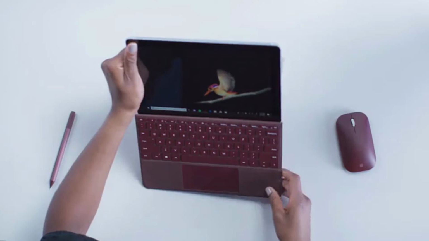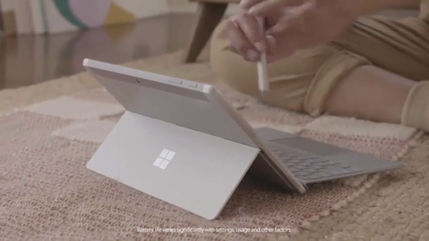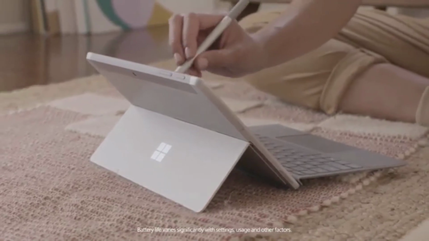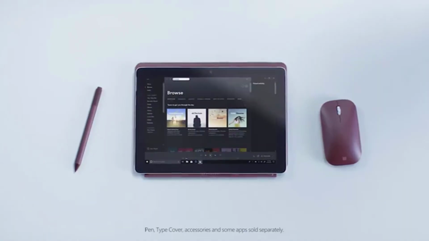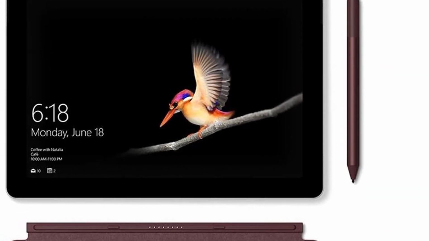If you're a student, or just someone who wants to consume some media while traveling, including playing some of the best laptop games on an airplane, then you can't go wrong with the Microsoft Surface Go.